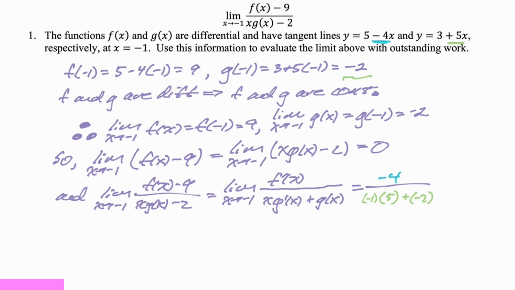So we have negative 4 divided by negative 7. That should be positive. Hold on, I got this. There we go, 4 over 7. And I'm going to say we use L'Hopital's rule, so by L'Hopital's rule. There you go. That's the first problem. Let's take a look at the next one.